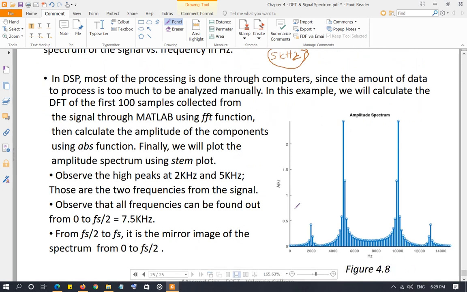You got one high peak at 5000 hertz right here, and you got one higher than the others at 2000 hertz, and that's what you are expecting. Again, you have to go from 0 to fs by 2, so 0 to 7.5 kilohertz. That will be all of your frequencies. From 7.5 kilohertz to 15 kilohertz is just going to be the mirror image of this, as you can see. So you have one 5000, actually two components, but both frequencies are 5000 hertz, and you have a frequency of 2 kilohertz, 2000 hertz.